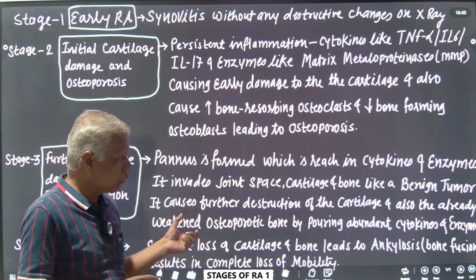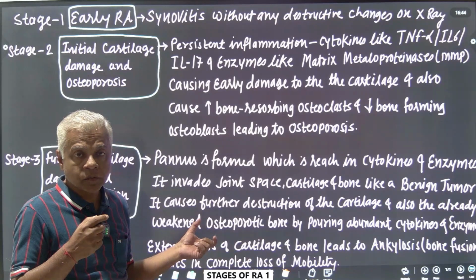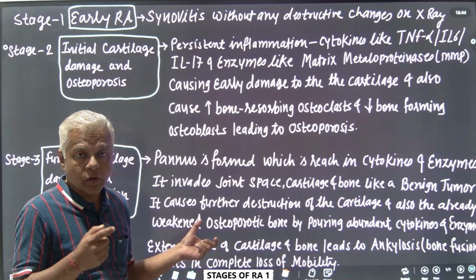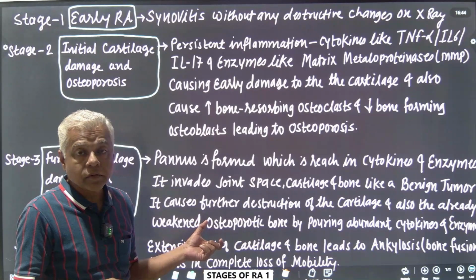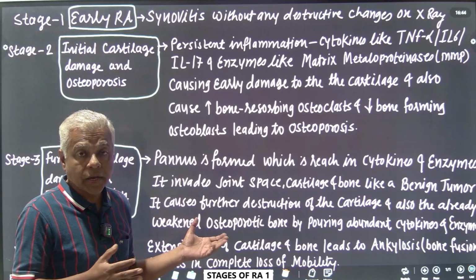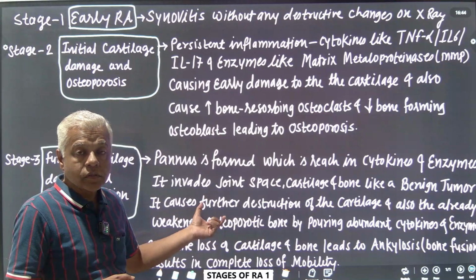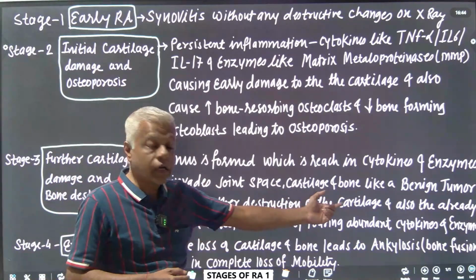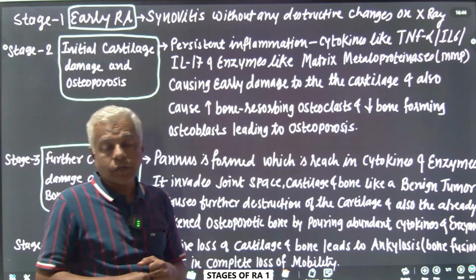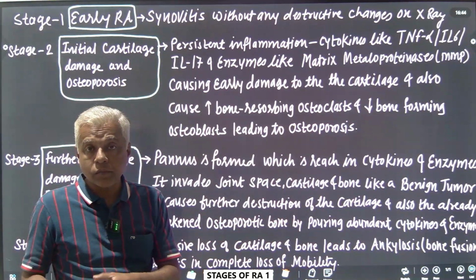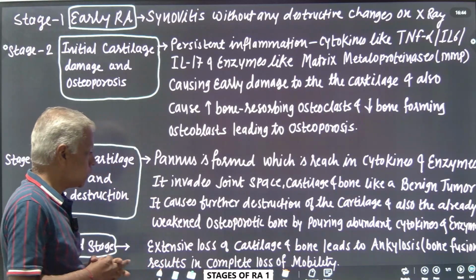So the important thing with the PANNUS is not only that it contains a higher concentration of these type A cells and type B cells, or these macrophage-like cells and the fibroblast-like cells which are secreting cytokines and the enzymes respectively, but also that this PANNUS is making a physical contact with this cartilage and bone, and by making this physical contact it is pouring all these cytokines which are abundant in number, all these enzymes which are abundant in number, and is causing a massive destruction of the cartilage and the bone.